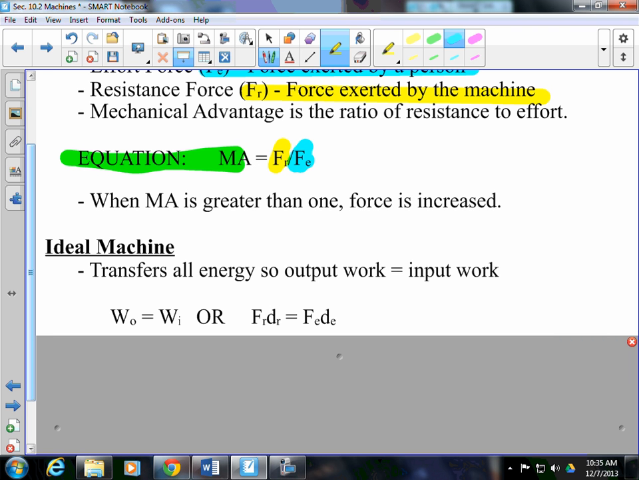What holds machines back? Friction is a big key. And there are other outside forces which also prevent machines from being 100% ideal. But we are going to spend a little time calculating an ideal machine. In an ideal machine, work output is equal to work input, or remember that work is equal to force times distance. Work output is the work done by the machine, so that's Fr times dr. That's equal to work input. The work input is the work done by you, so that would be force of effort times distance of effort.